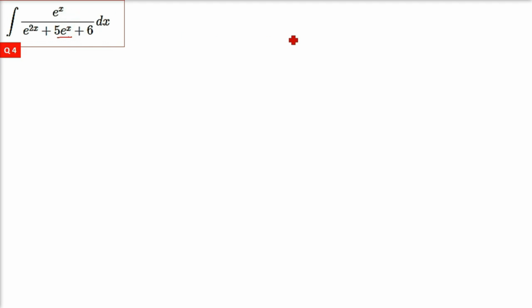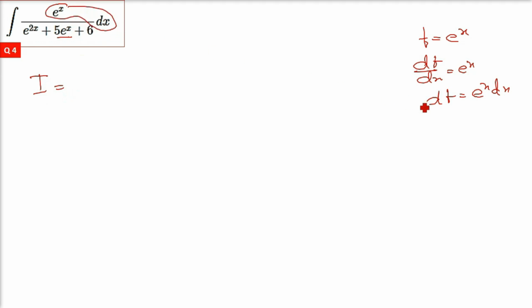So we can get the e raised x dx in the numerator whenever we put t equals e raised x. So dt by dx will be equal to e raised x, and dt will be equal to e raised x dx. That you already know. So this integration will become like this: the whole numerator is going to be dt if we assume t equals e raised x. Let t equals e raised x. That's what we do in the initial part.